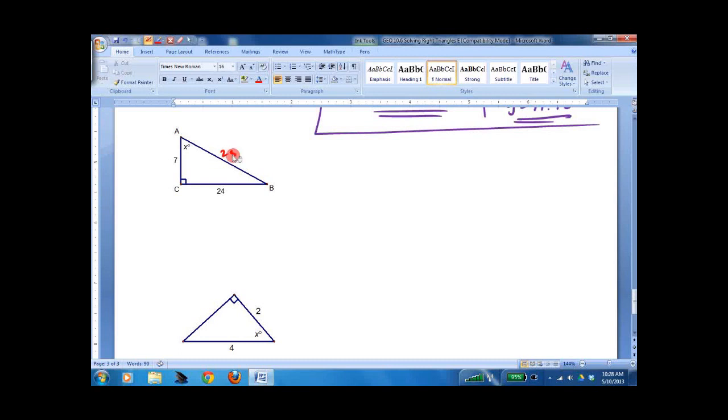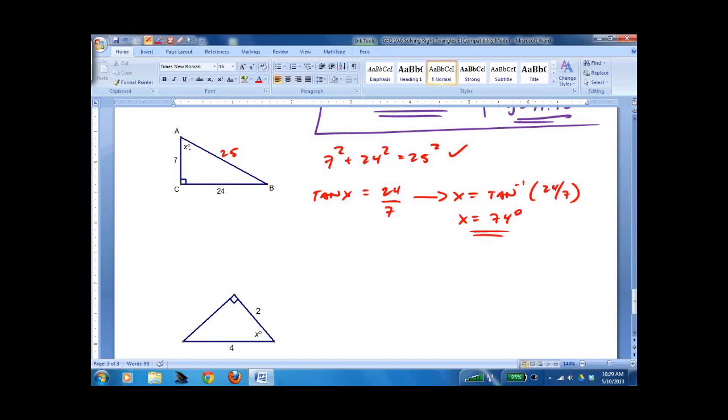First off, I know this is 25 because it's a triple. 7 squared plus 24 squared equals 25 squared. I knew that. Now to find the angle x, I'll say tangent of x equals opposite 24 over adjacent 7. X equals tangent to the negative first, 24 over 7. X equals 74 degrees. And if this is 74 degrees, the two have to add up to 90, so this will be 16 degrees. That's solving a triangle. That's done.